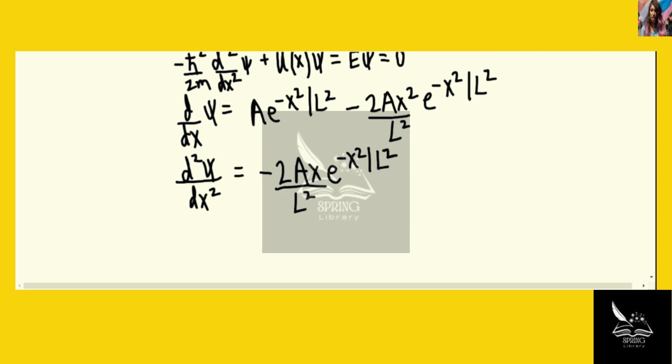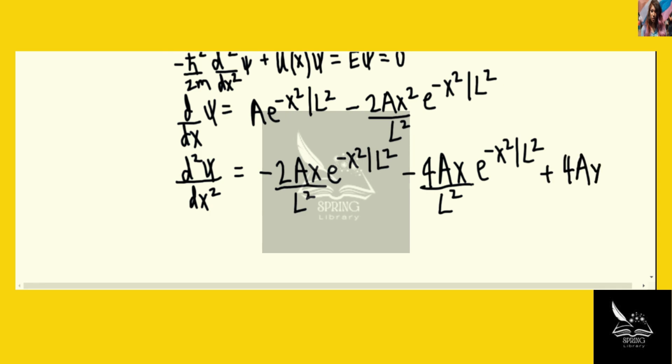And now we'll have a derivative of the second term here, which when we take the derivative of x squared, we have minus 4ax over L squared times the exponential. And now we'll take the derivative of just the exponential, and we end up with positive 4ax cubed over L to the fourth times the exponential e to the minus x squared over L squared.